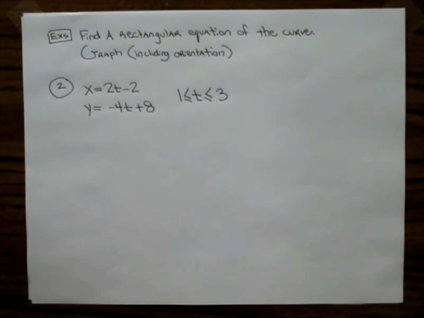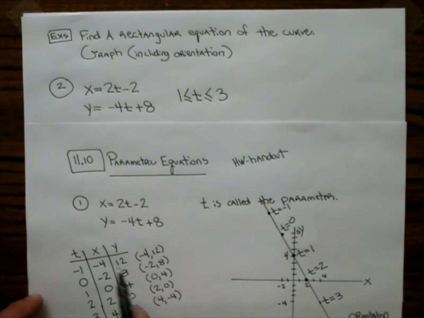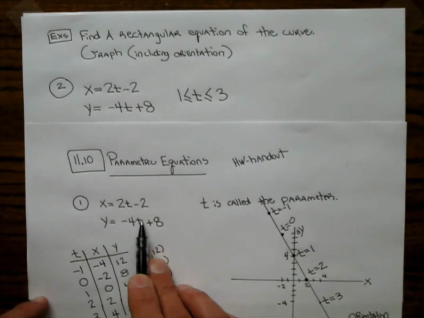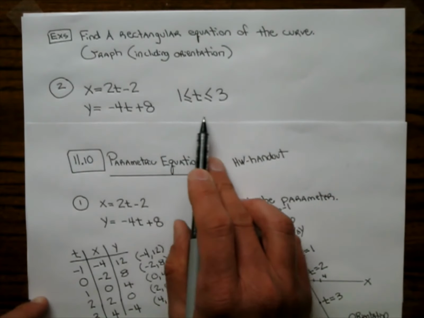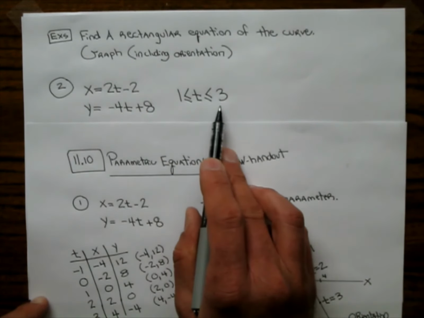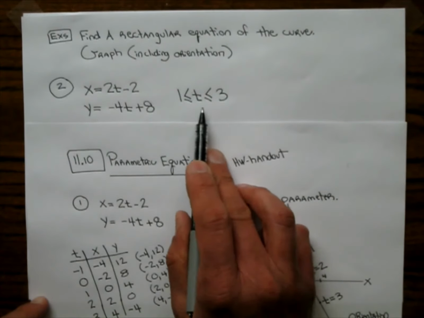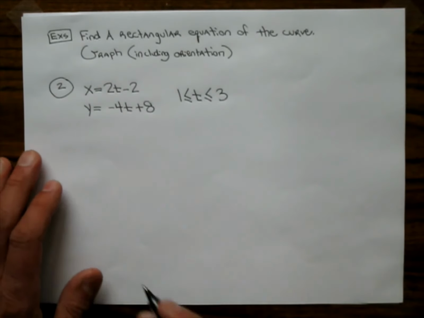Now, another thing that comes to mind is this looks like the last problem we just did. Here's the last problem we just did. But there is a difference between problem 1 and problem 2. Maybe you can see that difference. The difference happens to be we're limiting our t's. So t is between 1 and 3. So what I'm going to do, I mean, we did a lot of this before.